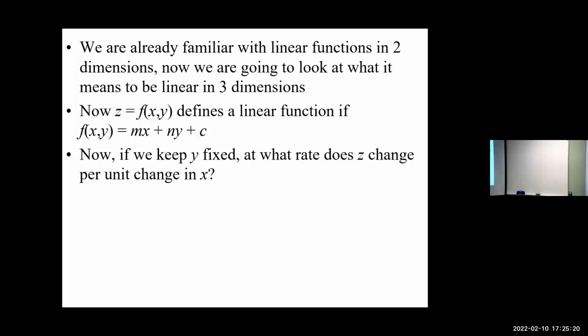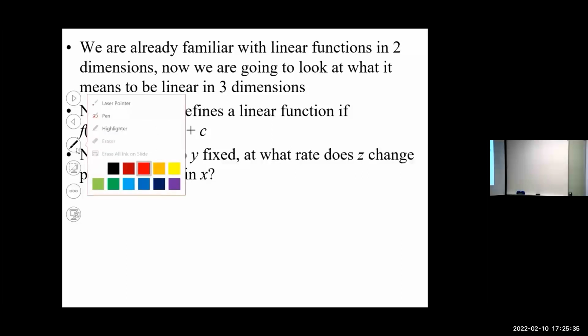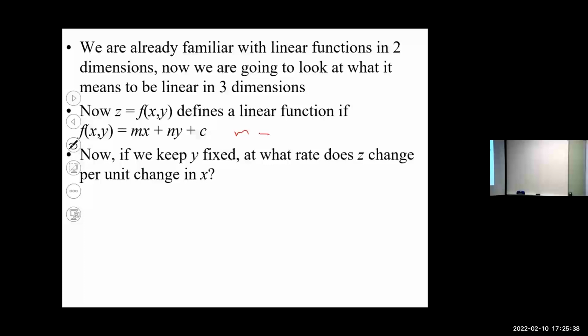Well, that's m. So what's nice about this is m is still change in output with respect to input, but just in the x direction. So m gives the change in z value with respect to a change in x holding y constant. And n is the change in z value with respect to a change in y holding x constant.